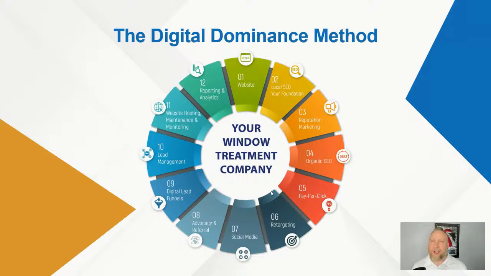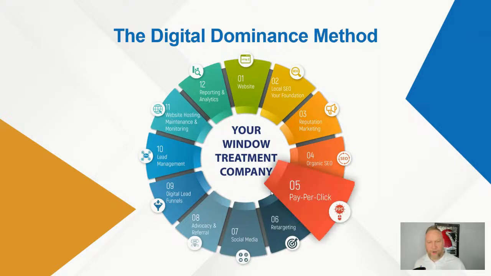So now, if you've been on any of our workshops, you're probably familiar with the digital dominance method. This is a list of 12 things that we have segmented out as important things to do when it comes to optimizing your business for digital marketing. Now, today we're going to be talking specifically about number 5, pay-per-click.